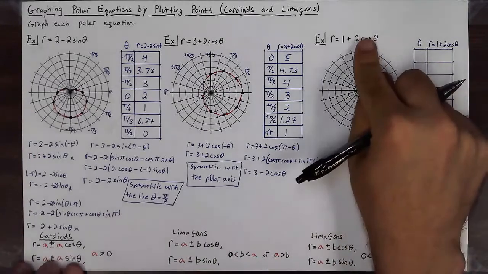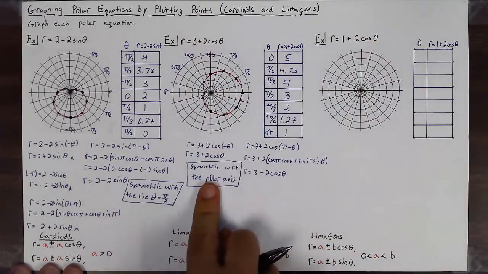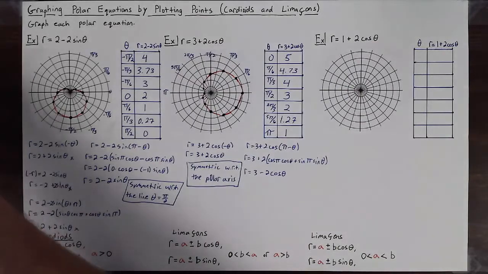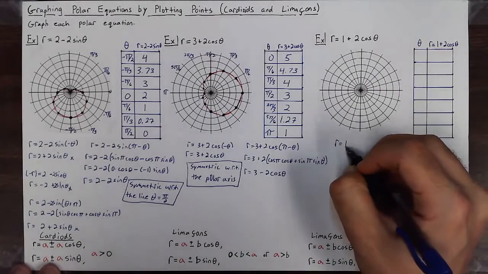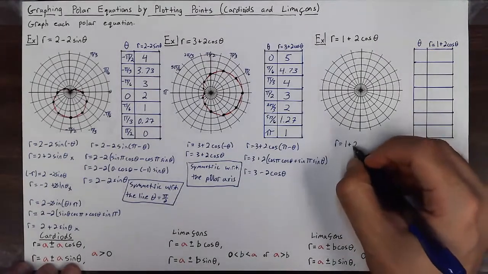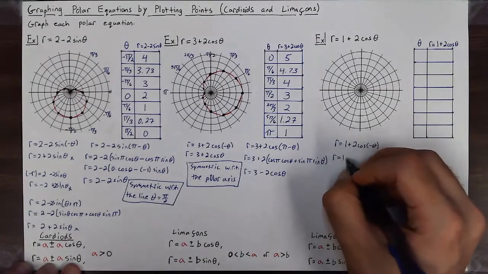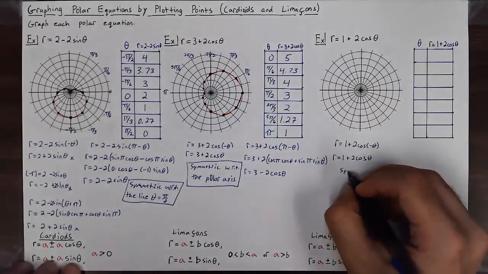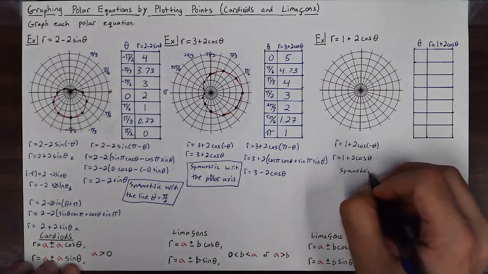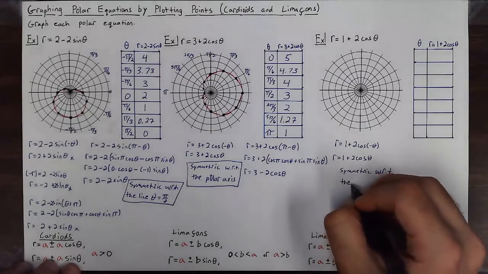So this one is going to have a very similar symmetry since it's just that cosine function. So it's going to be symmetric with respect to the polar axis again. And we can check that. So r is equal to 1 plus 2 cosine of negative theta, which that being an even function makes this 1 plus 2 cosine of theta. You can get rid of the negative. So it is definitely symmetric with respect to the polar axis.